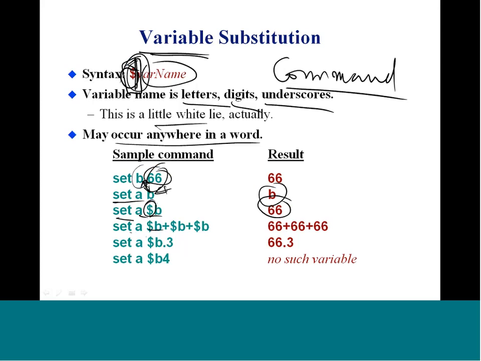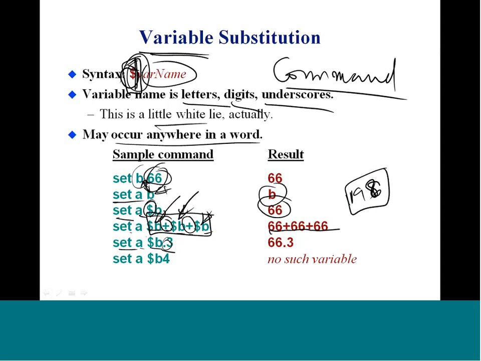Now what happens when we say set A dollar B plus dollar B plus dollar B? Even though our intention is 66 plus 66 plus 66 and evaluating that, we don't have any command for evaluation, so it just substitutes every dollar B occurrence with 66. So A will be a string, which is 66 plus 66 plus 66. This is not the same as 198. It does not evaluate it that way; it only has 66 plus 66 plus 66. So now, what happens when we say set A is dollar B dot 3?